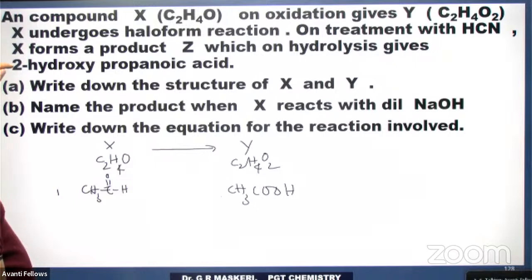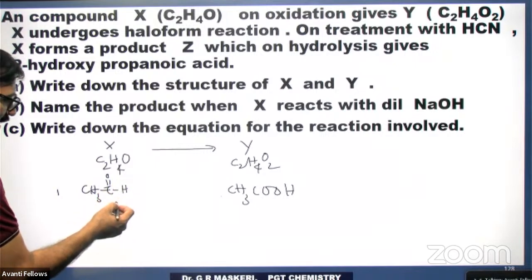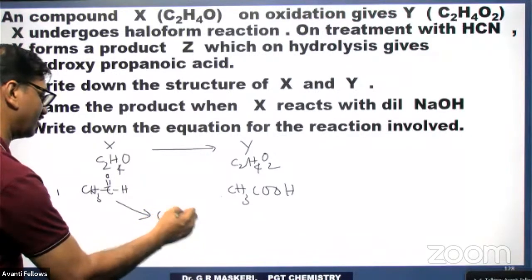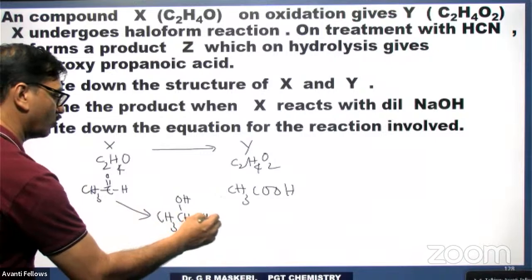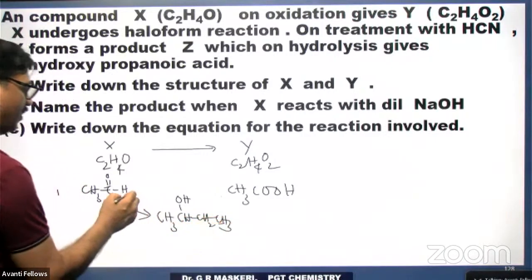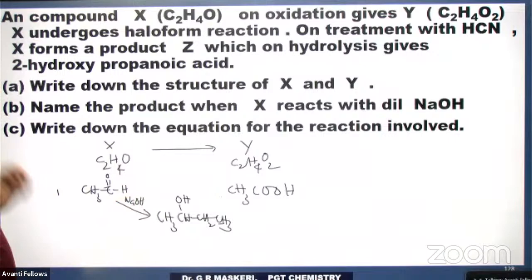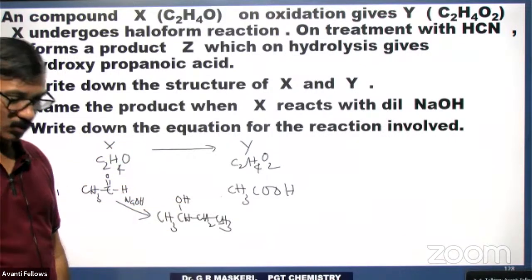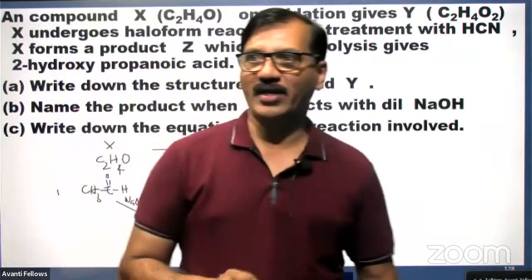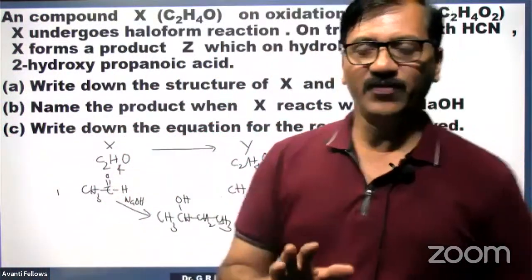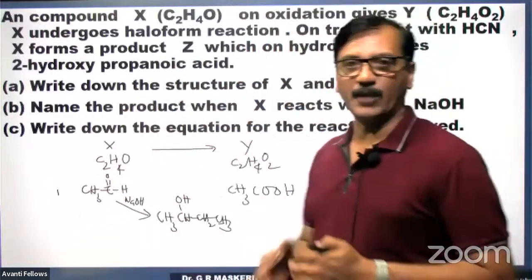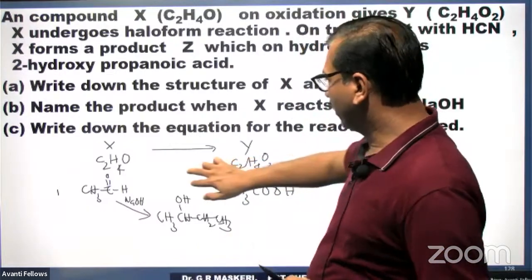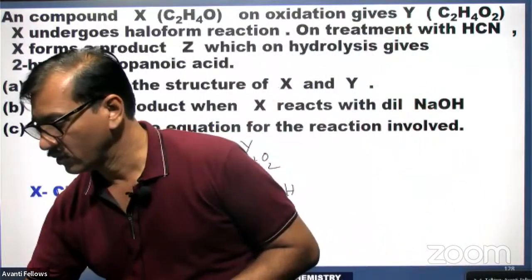Name the product when X reacts with dilute NaOH. When it reacts with dilute NaOH, aldol condensation takes place. Therefore, CH3, CHOH, CH2, CHO. This aldol results when it reacts with NaOH. This we can write, and write down the equations of the reactions involved. All those reactions you can write. So it is not very difficult, but writing stepwise makes it easy, right? So at the end we'll take up the question, right?